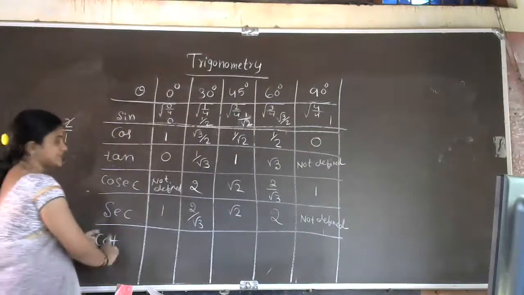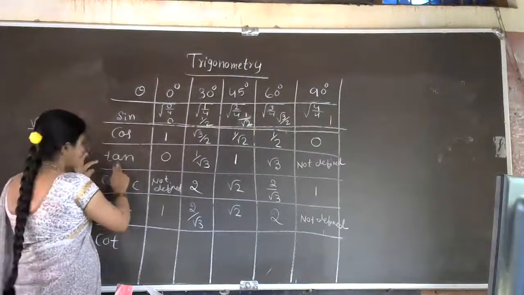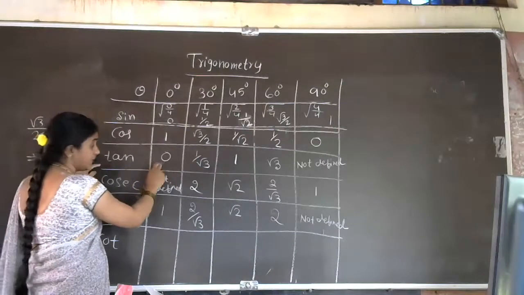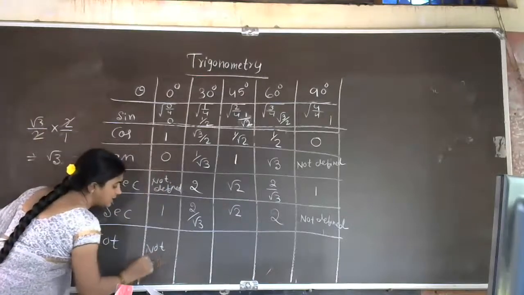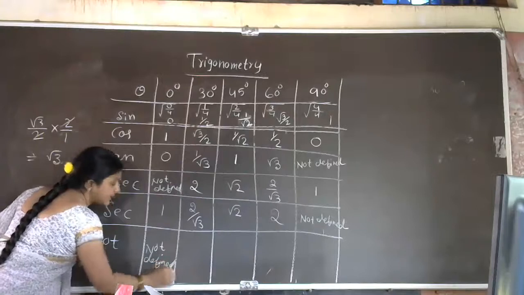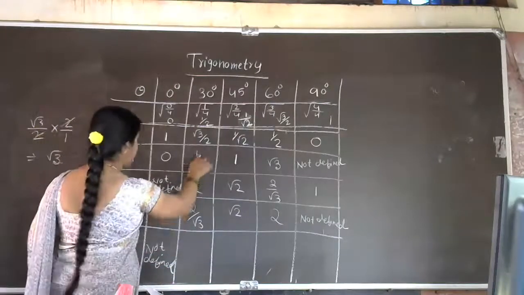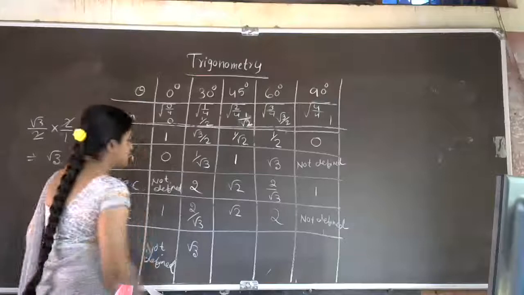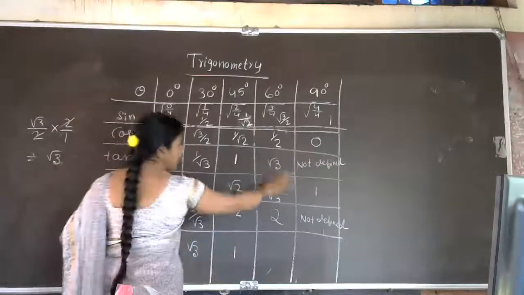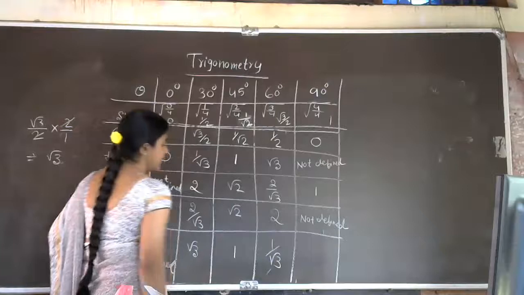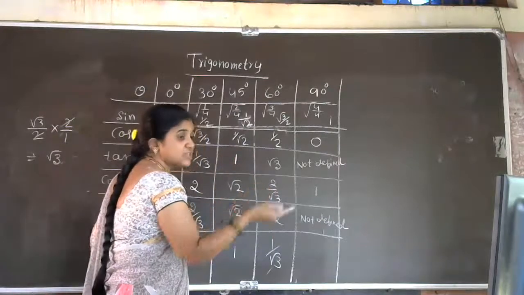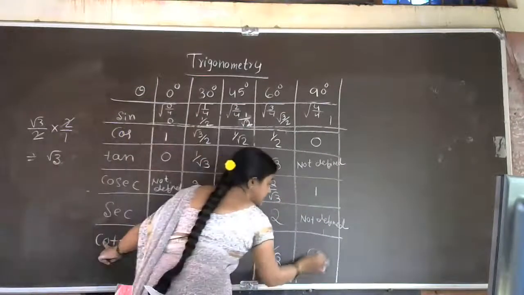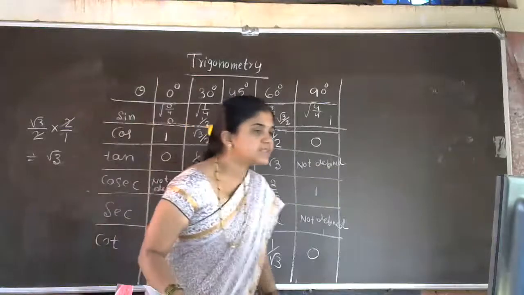Cot. Cot is exactly the reciprocal of tan. So tan 0 is 0, 0 by 1. So then cot is 1 by 0, not defined. Okay, next here cot 1 by root 3, root 3 by 1, so root 3 only. Then root 3 by 1 is there, 1 by root 3. Next here, tan here is not defined, in the sense, what is that? Not defined means divided by 0 is there. So 0 divided by anything is 0. Is that clear? Yes, this is about the table.